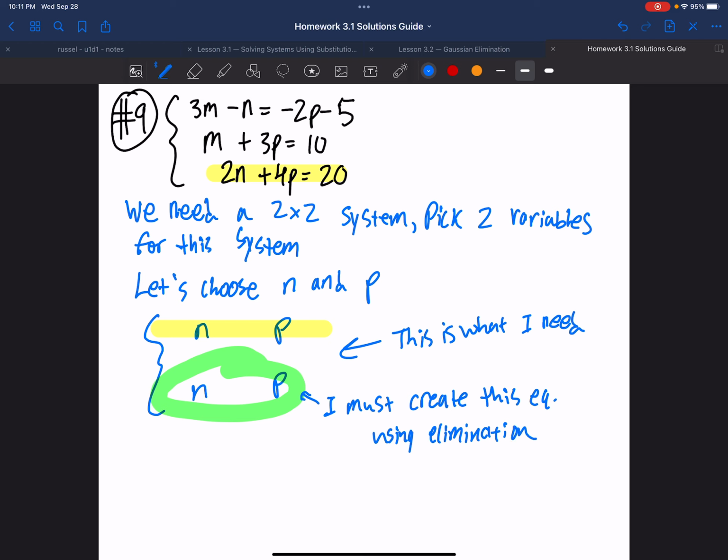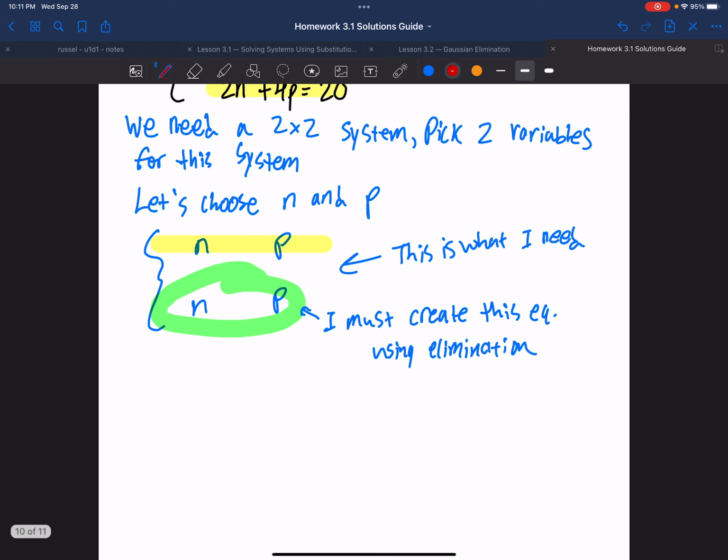And really it's quite simple, because if you look up here with these 2 equations, they both have P in them and they both have M in them, but only one has N. I need N and P. So I need that P to stay there, and I need that N to stay there, which means the M's must cancel. That's the goal. Must cancel out the M's.